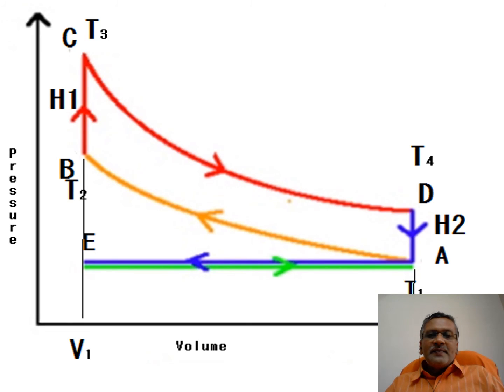And this can be represented by a cycle called the Otto cycle. Here E to A is the charging stroke, A to B is the compression stroke, B to C is where heat is absorbed, C to D is the working stroke, D to A is the rejected stroke. B to C heat is absorbed with amount H1, and D to A the amount of heat rejected to the sink is H2.